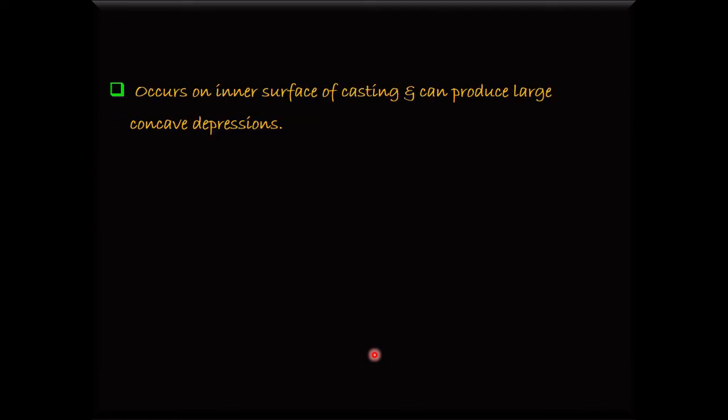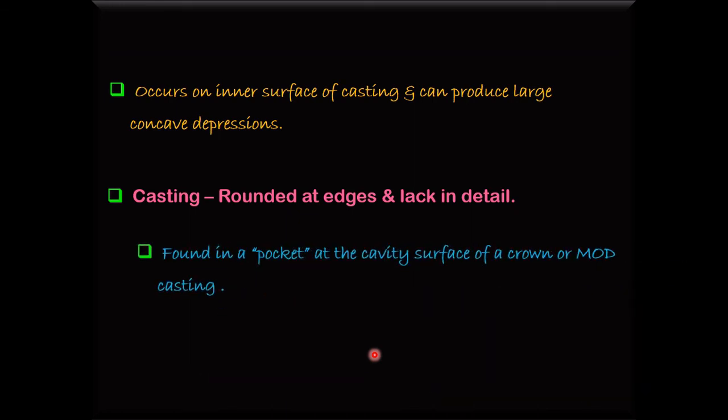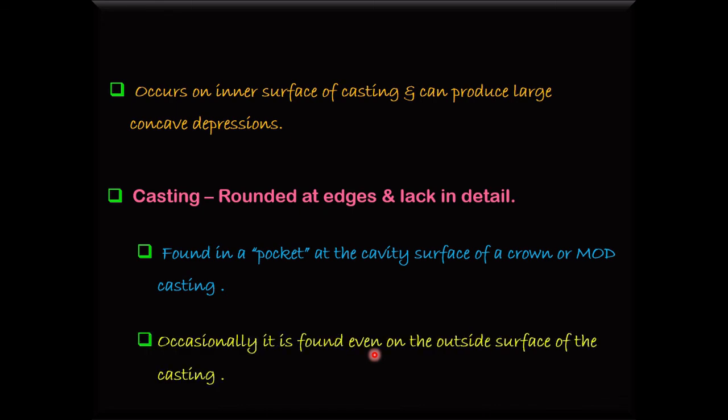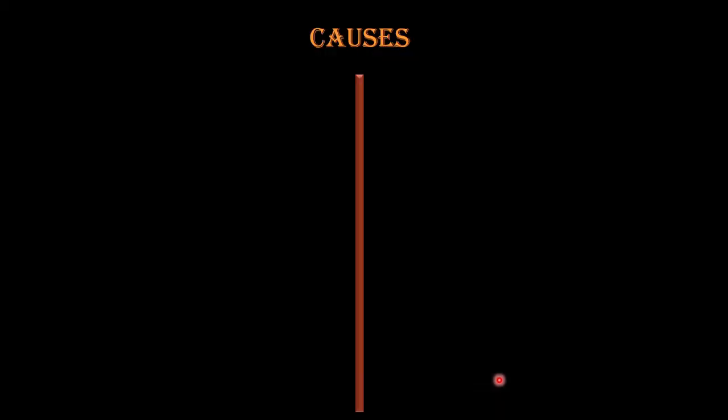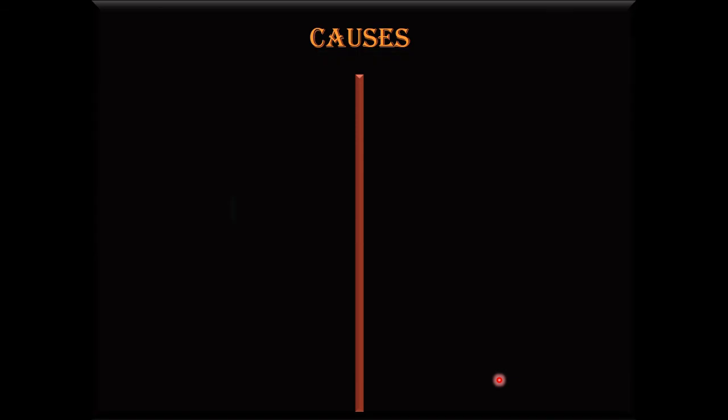Next is the entrapped air porosity, or the backpressure porosity. These occur on the inner surface of the casting and can produce large concave depressions. Often the castings are rounded at the edges and lack detail. They are found in a pocket at the cavity surface of a crown or MOD casting, and occasionally even on the outside surface of the casting. This is very important to note. So what causes these entrapped air porosities?